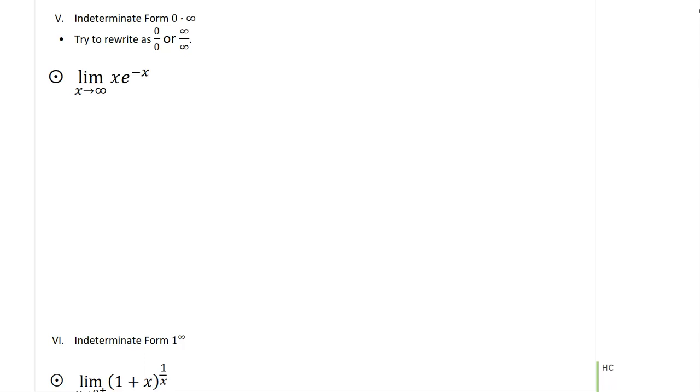So as x approaches infinity in this problem, x is going to approach infinity, but e to the negative x, remember, is 1 over e to the x. And as x approaches infinity, this whole fraction approaches 0. So this is an infinity times 0 or 0 times infinity. So what we want to do then is try to rewrite this in one of the indeterminate forms we know. So I'm going to make the change where instead of e to the negative x, we have 1 over e to the x.